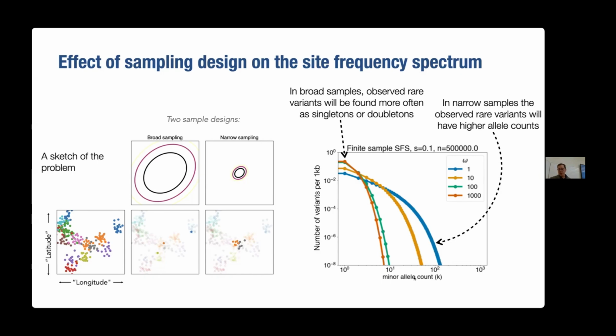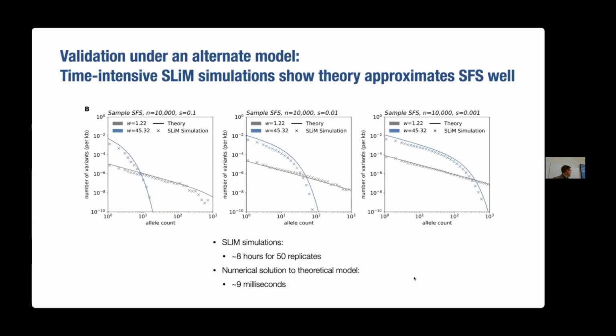We checked our theory against simulations that don't make some of the approximations that we needed to make to get these theoretical results. These are comparisons of the theory and the simulation. So this is just to say that the math is checking out. What's nice is these simulations take about 8 hours to make 50 replicates to get these dots on the graph here. The math takes about 9 milliseconds to solve these equations once you have it all set up correctly.